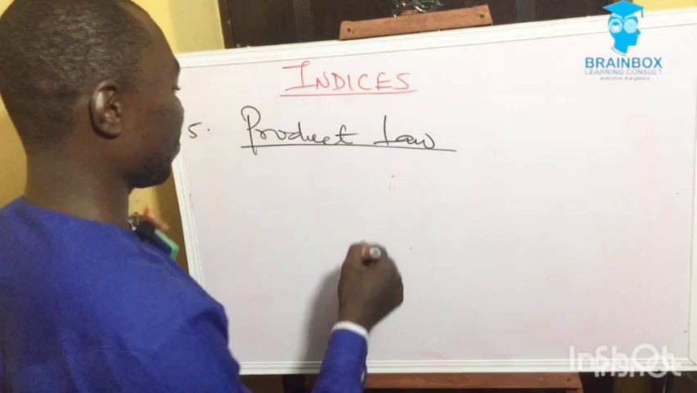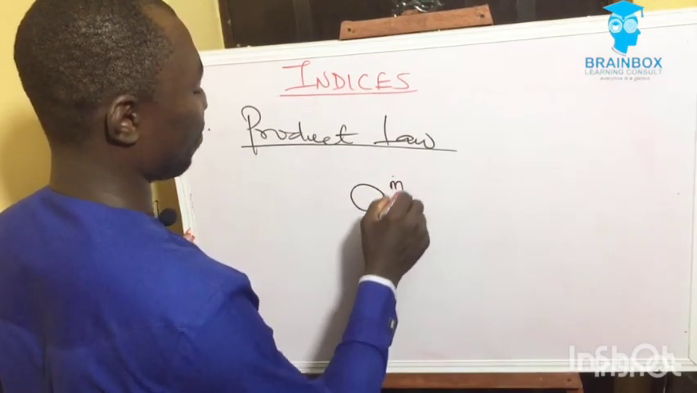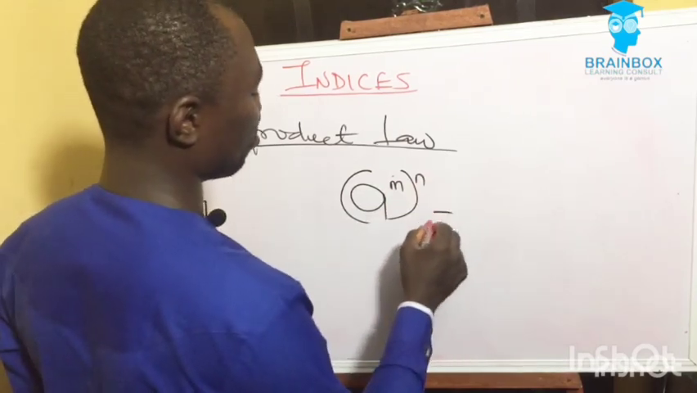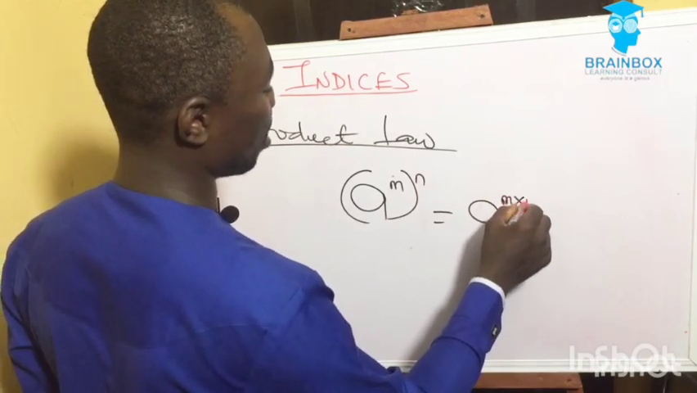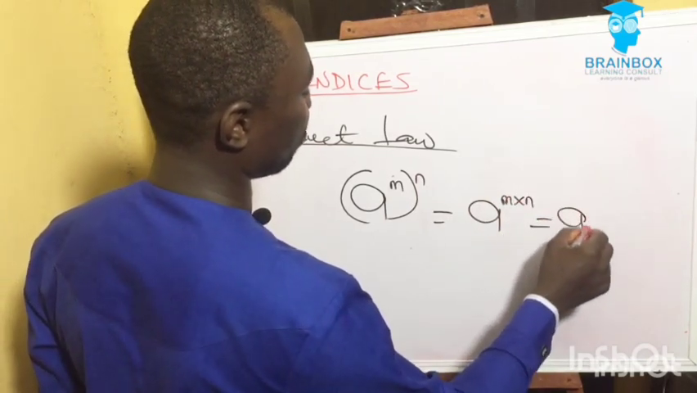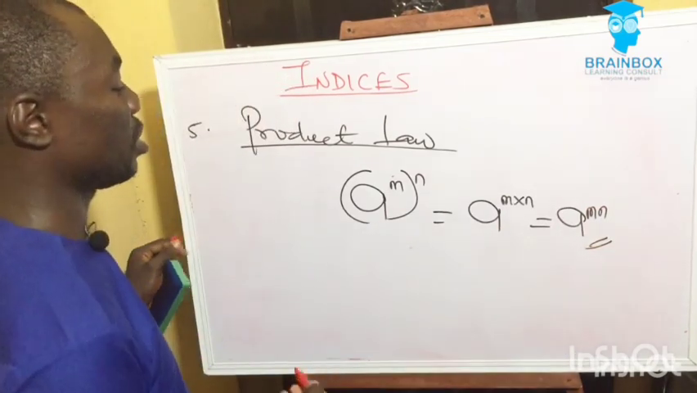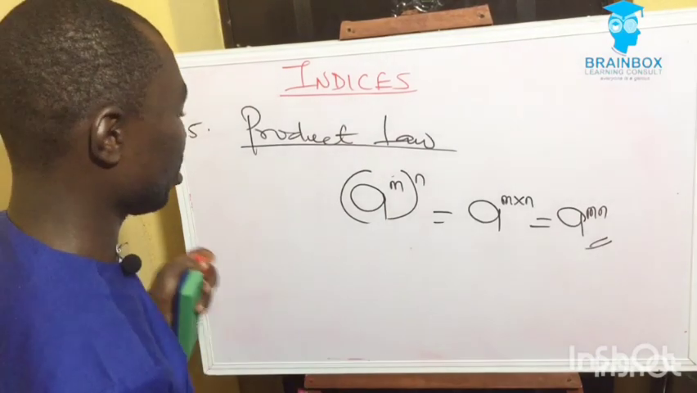I'll give you an example. For instance, we have a raised to the power of m, raised to the power of n. All you need to do is multiply this times this, m times n. That will be a raised to the power of mn. This is actually called the product law. So I'll give you an example now.